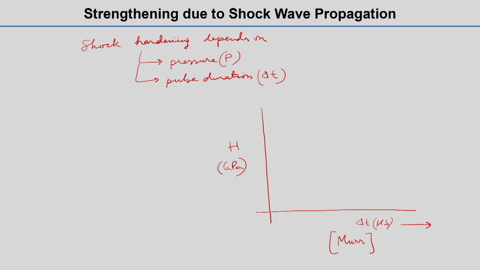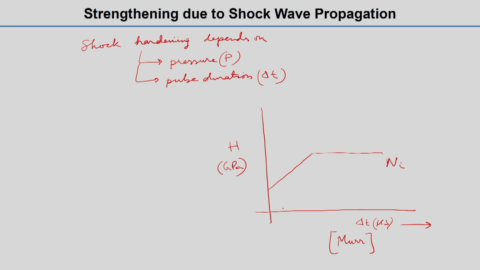What happens, we just want to show only maybe one material. The other materials will also look like this. This will look like this for nickel. This is for nickel. We are not drawing for other materials. This is just one example.